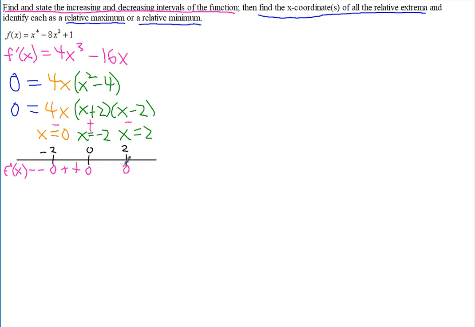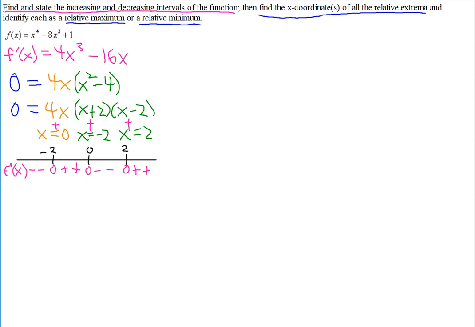Between 0 and 2, you could test 1. 4 times 1 is positive. 1 plus 2 is positive. 1 minus 2 is negative. 2 positives times a negative is negative. Here you can test 3. 4 times 3 is positive. 3 plus 2 is positive. 3 minus 2 is positive. 3 positive numbers together is positive.